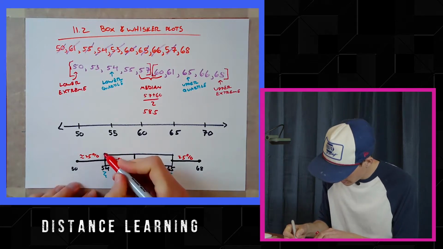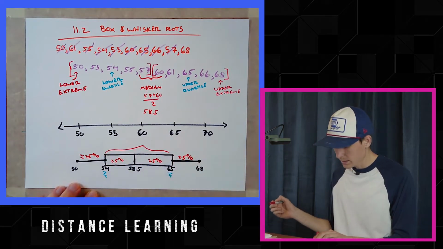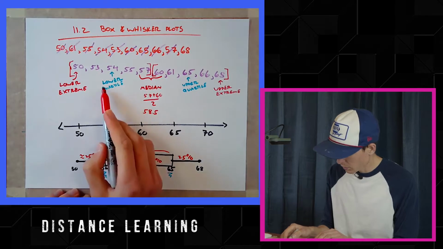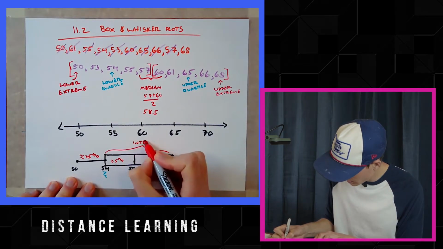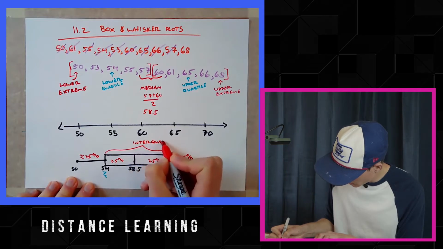This range here in that box, which is between your lower quartile and upper quartile, is called your interquartile.